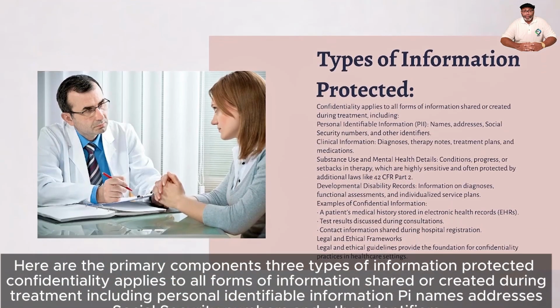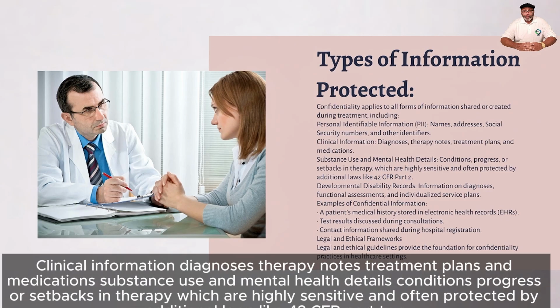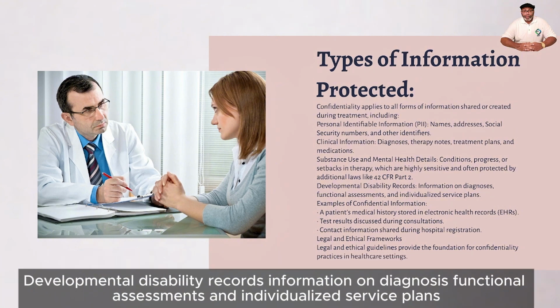Here are the primary components. 3. Types of information protected. Confidentiality applies to all forms of information shared or created during treatment, including personally identifiable information (PII): names, addresses, social security numbers, and other identifiers; clinical information: diagnoses, therapy notes, treatment plans and medications; substance use and mental health details: conditions, progress, or setbacks in therapy, which are highly sensitive and often protected by additional laws like 42 CFR Part 2; developmental disability records: information on diagnosis, functional assessments, and individualized service plans.